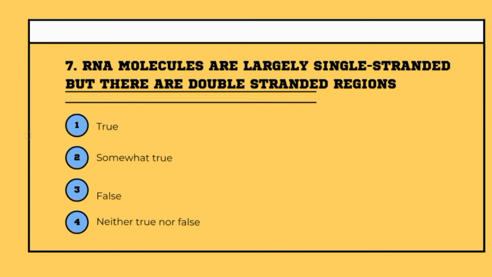Question 7. RNA molecules are largely single-stranded, but they have double-stranded regions. 1, True. 2, Somewhat true. 3, False. 4, Neither true nor false. So what is the answer? We are going to do some research.